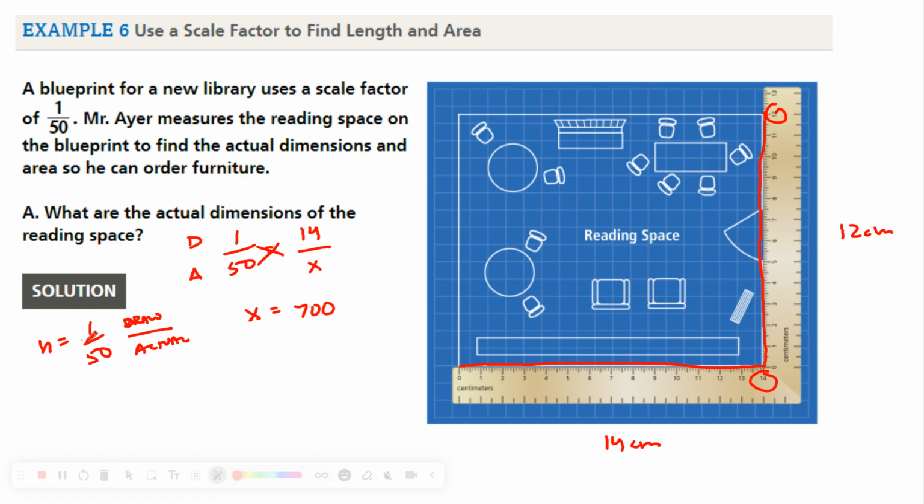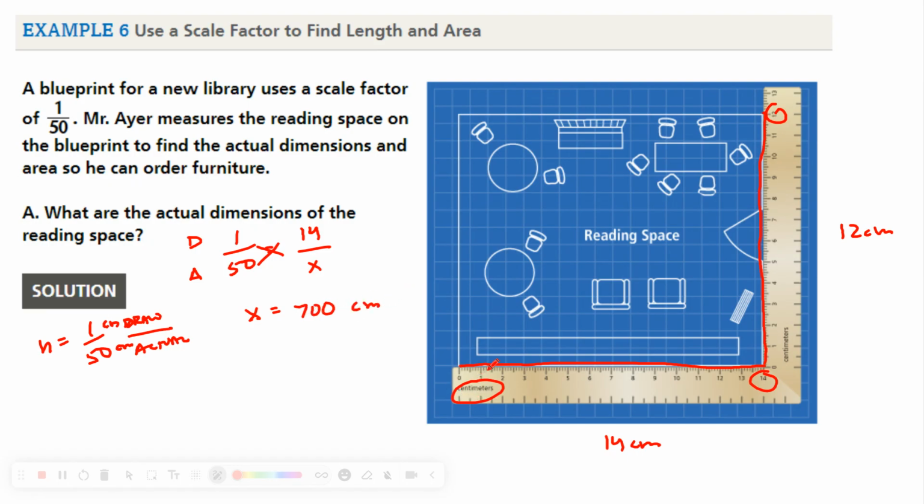Now, notice that the scale factor did not have units. That's because it was the same units. So those same units are going to be the units on the scale, so centimeters. So this was 1 centimeter to 50 centimeters. So this x is in centimeters.